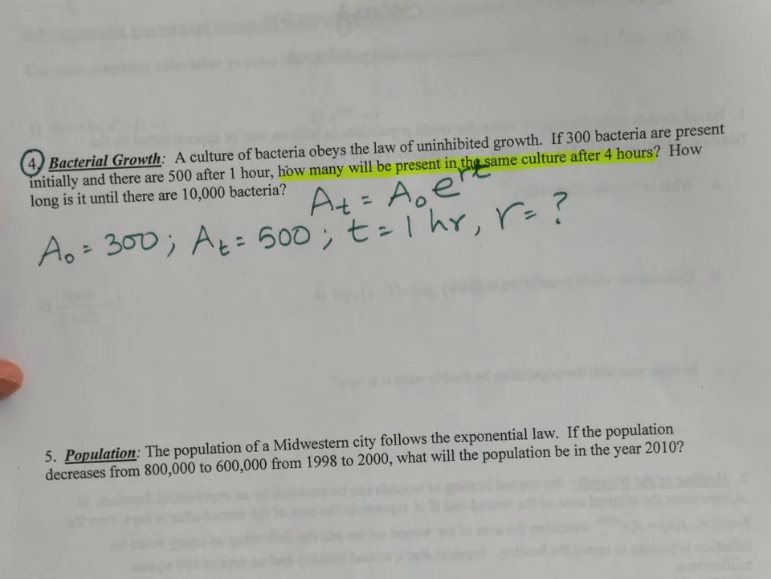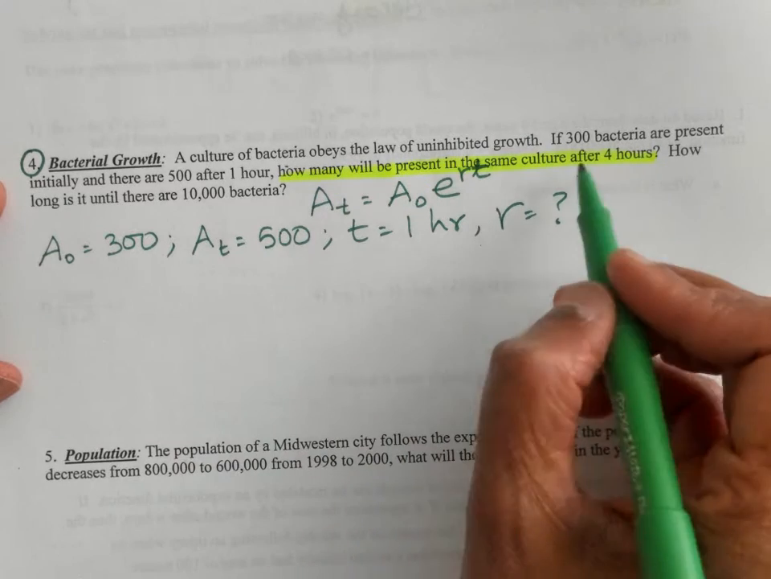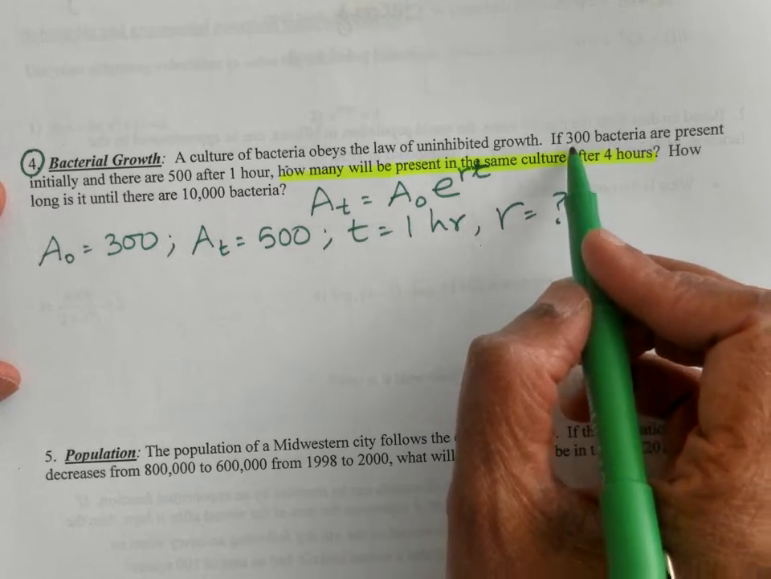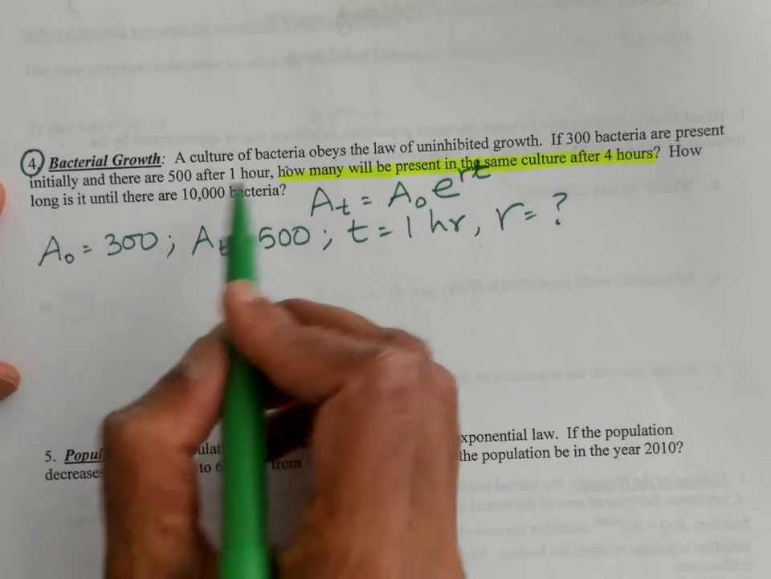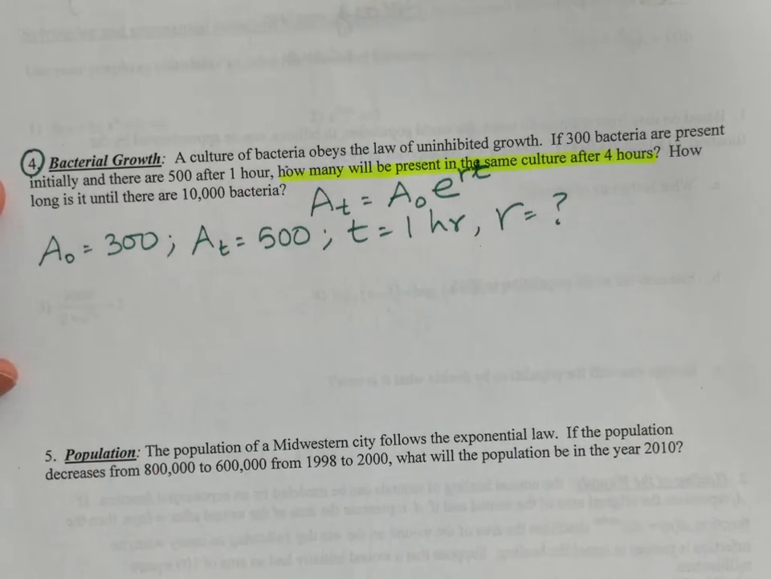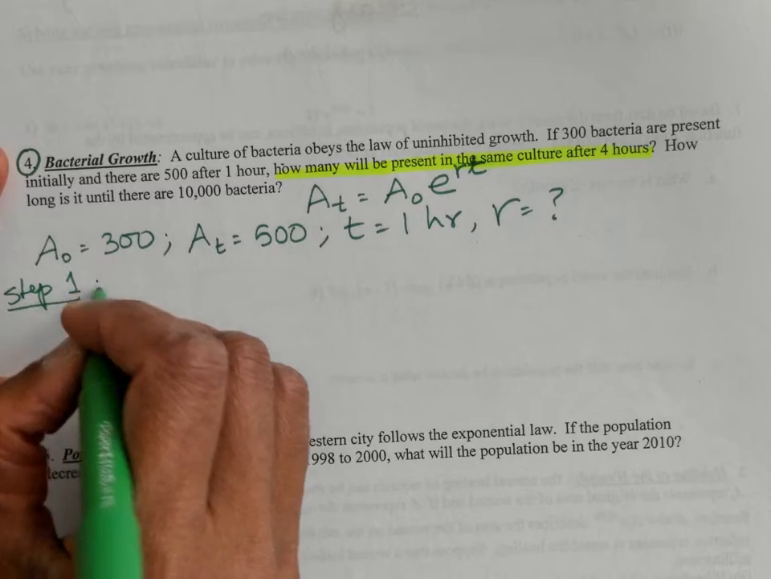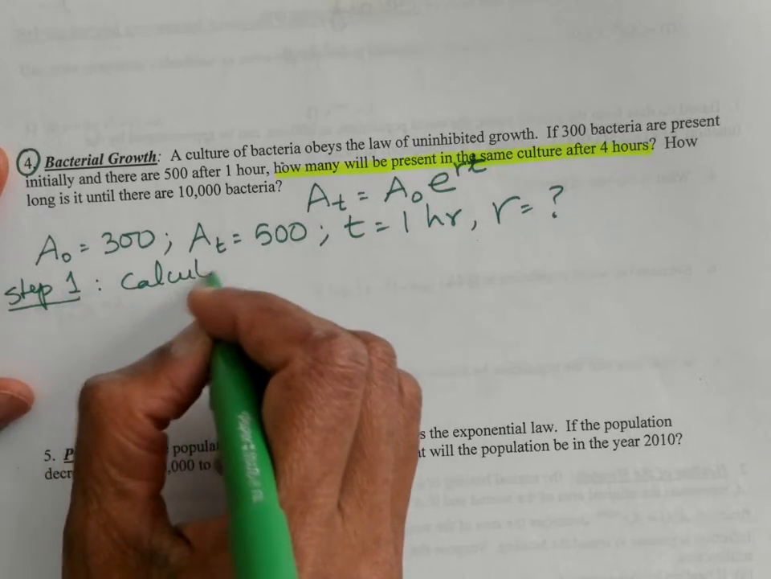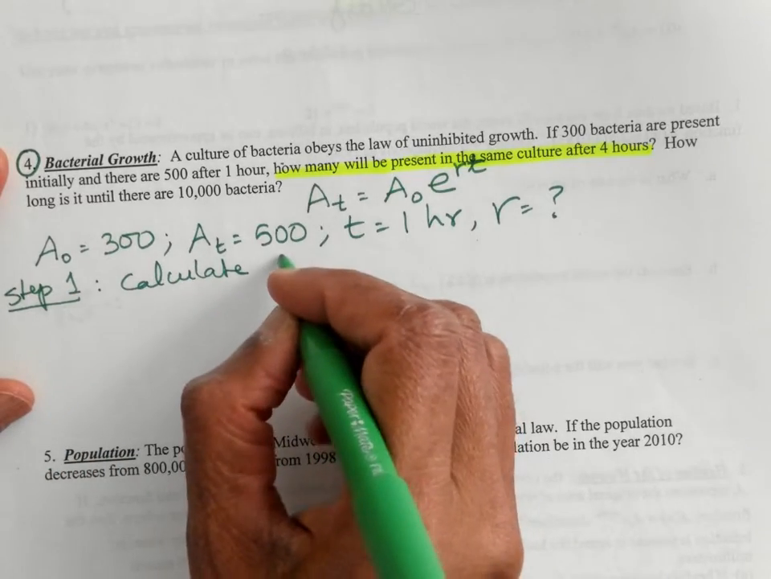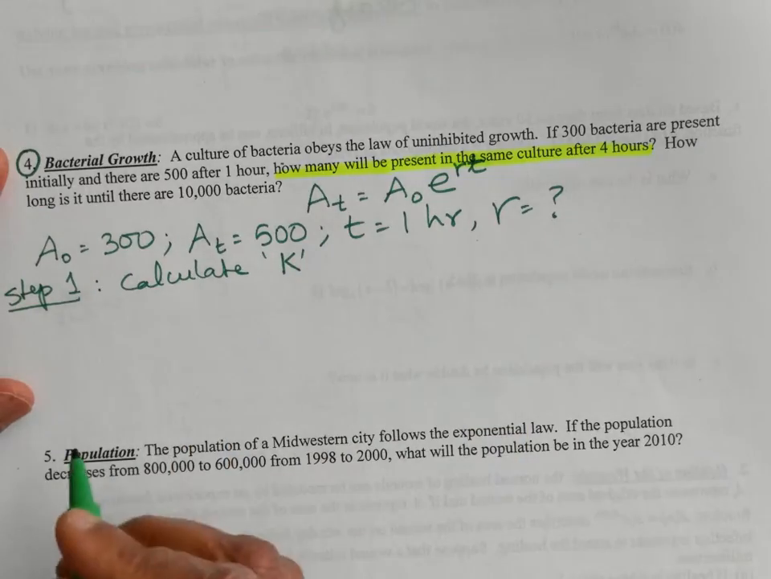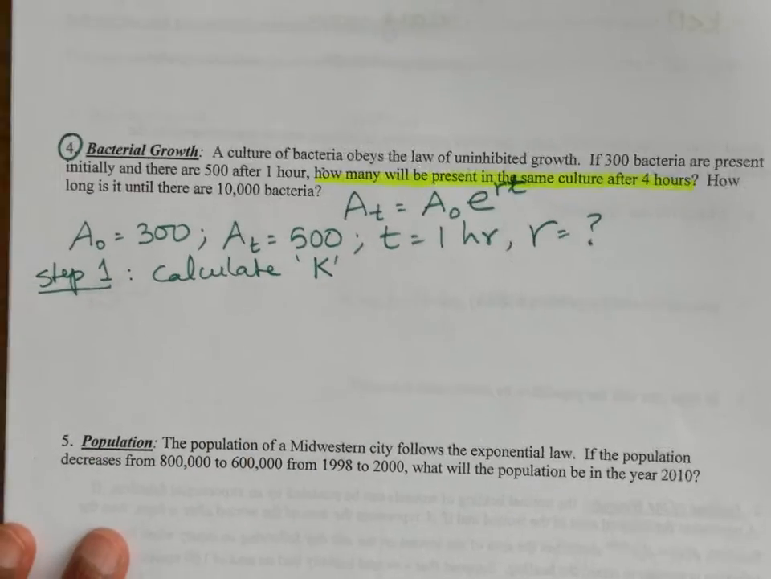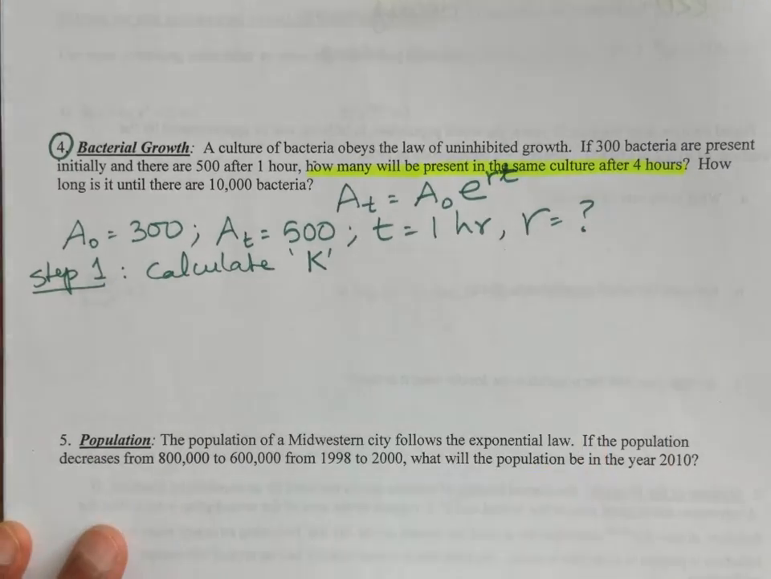Right? But they have given me enough, that's why they're giving me the first statement. If 300 bacteria are present and there are 500 after 1 hour, that will allow me to calculate the rate of growth. So step 1 is always calculate K or R or whatever you may call it. I've said R here, so K or R, whichever.